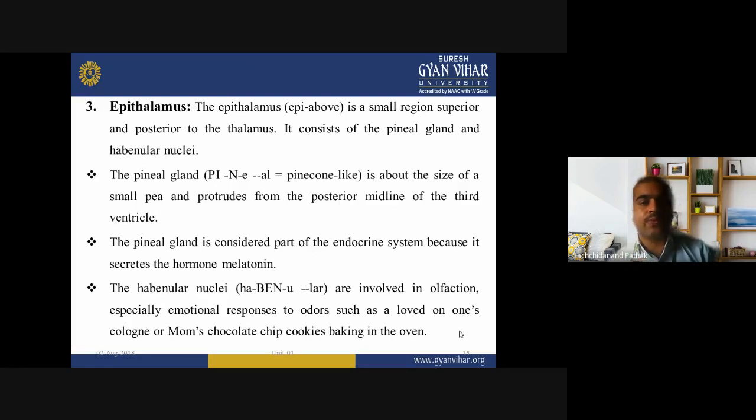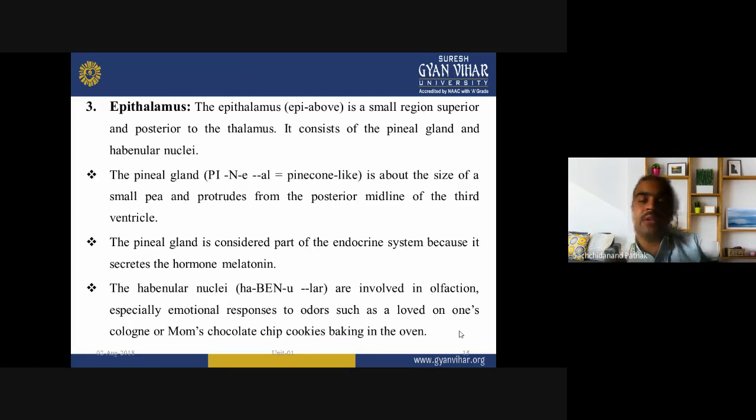एंड प्रोट्रूड फ्रॉम पोस्टीरियर मिडिल ऑफ द थर्ड वेंट्रिकल. और ये कहाँ से निकलती है? थर्ड वेंट्रिकल के मिड लाइन से, पोस्टीरियर साइड से, पोस्टीरियर मिड लाइन. थर्ड वेंट्रिकल के बीच से निकलेगी मिड लाइन से, बट पोस्टीरियर बैक साइड से. And the pineal gland is considered part of the endocrine system because it secretes the hormone melatonin.